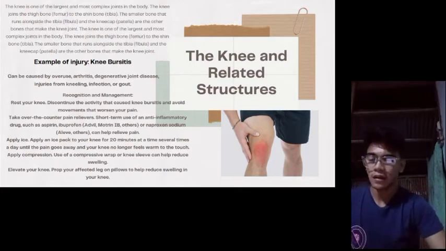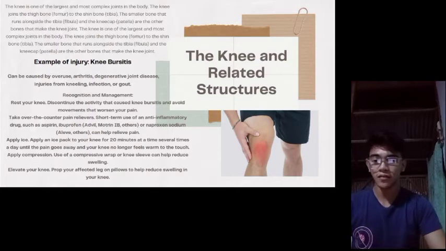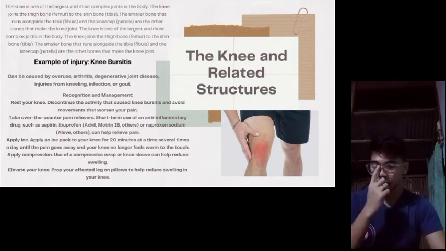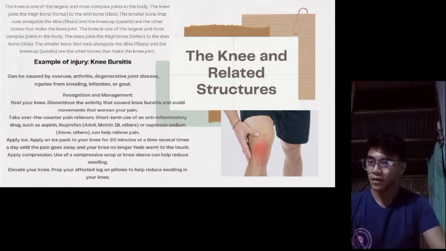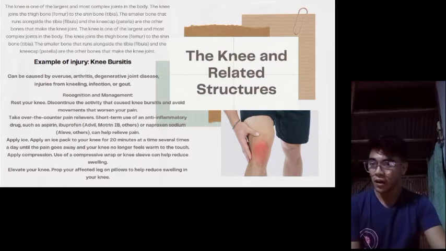Recognition and management. Rest your knee, discontinue the activity that causes knee bursitis, and avoid movements that worsen your pain. Take over-the-counter pain relievers. Short-term use of an anti-inflammatory drug such as aspirin, ibuprofen (Advil, Motrin, and others), or naproxen sodium (Aleve, others) can help relieve pain.